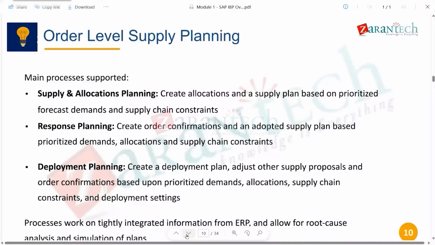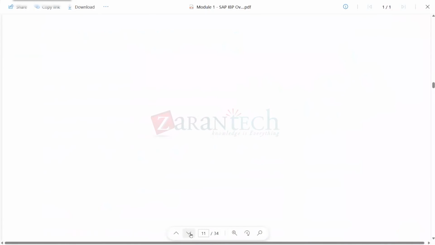This whole process works on tightly integrated information from the ERP. As we saw in the last couple of days, in the graph on the left-hand side we have all the processes like ERP, then MRP, which gives the inputs to the IBP, and IBP processes the data and gives the meaningful output. So all these processes are tightly bound with each other, and they communicate very frequently.